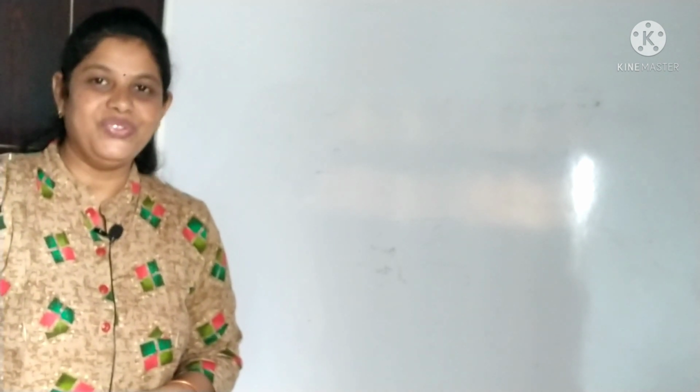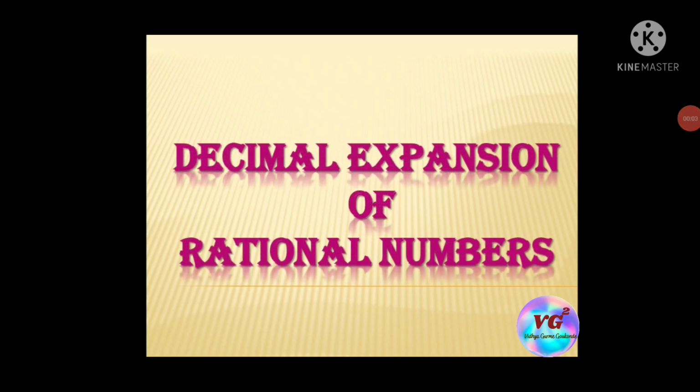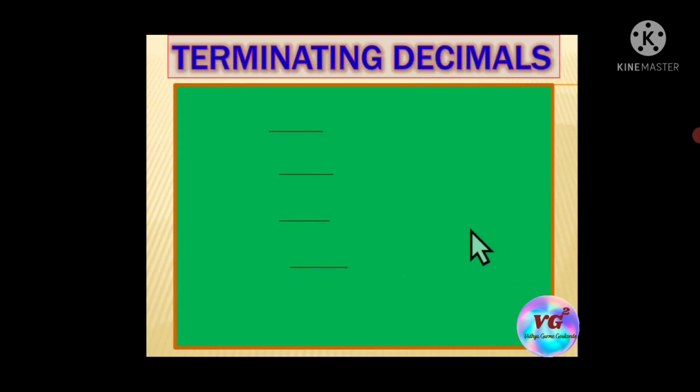Let's get started for today. As I said, today's concept is decimal expansion of rational numbers, how to convert rational numbers into decimal form and which kind of decimals we will get by conversion of rational number to decimals, that we will understand by this video. When we convert rational numbers to decimal form, we can get two types of decimals. First type of decimal is terminating decimals.